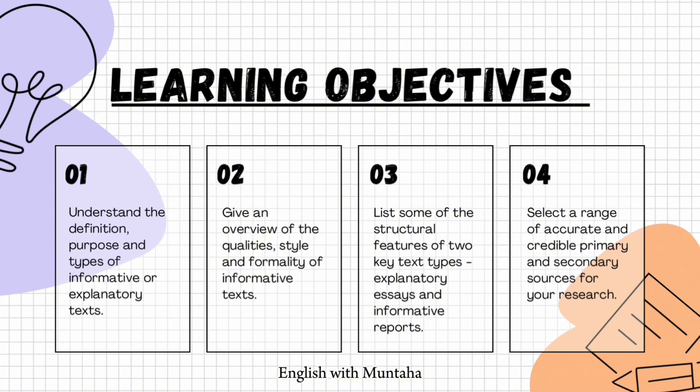Give an overview of the qualities, style, and formality of informative texts. List some of the structural features of two key text types: explanatory essays and informative reports. Select a range of accurate and credible primary and secondary sources for your research.